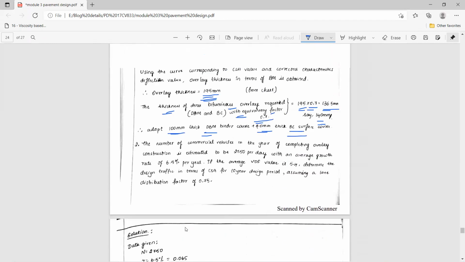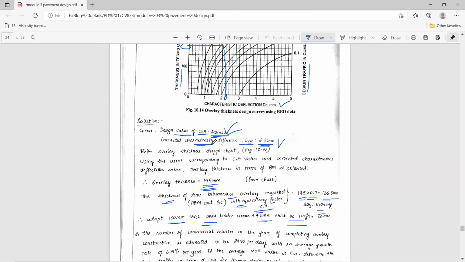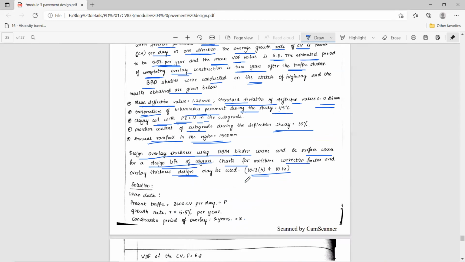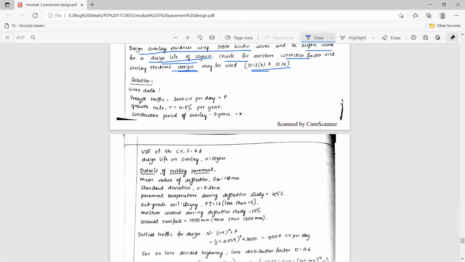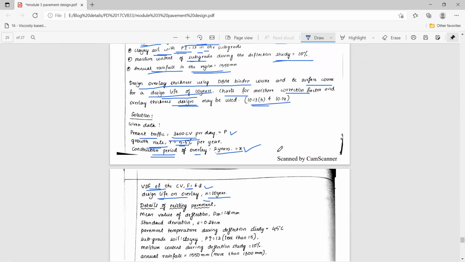In the problem, MSA, that is traffic, has sometimes been given right away as 20.1 MSA, but in this problem, you need to calculate the traffic initially. Before that, just write out the data given. Present traffic is equal to 3,600 commercial vehicles per day, designated as P. The annual growth rate of the traffic is 5.5% per year. The construction period of the overlay is 2 years, designated as X. The vehicle damage factor of the commercial vehicle, designated as F, is equal to 6.8. And the design life of the overlay is 10 years. So all data is given.